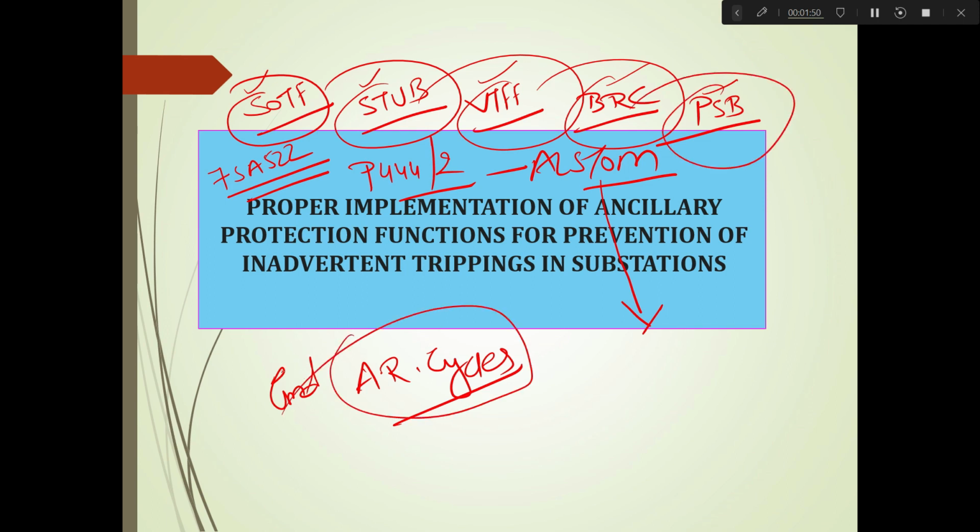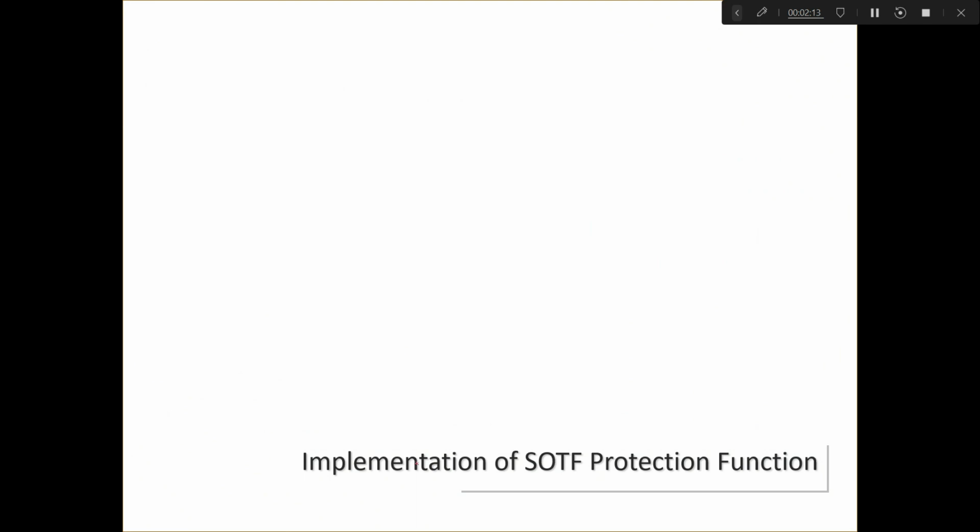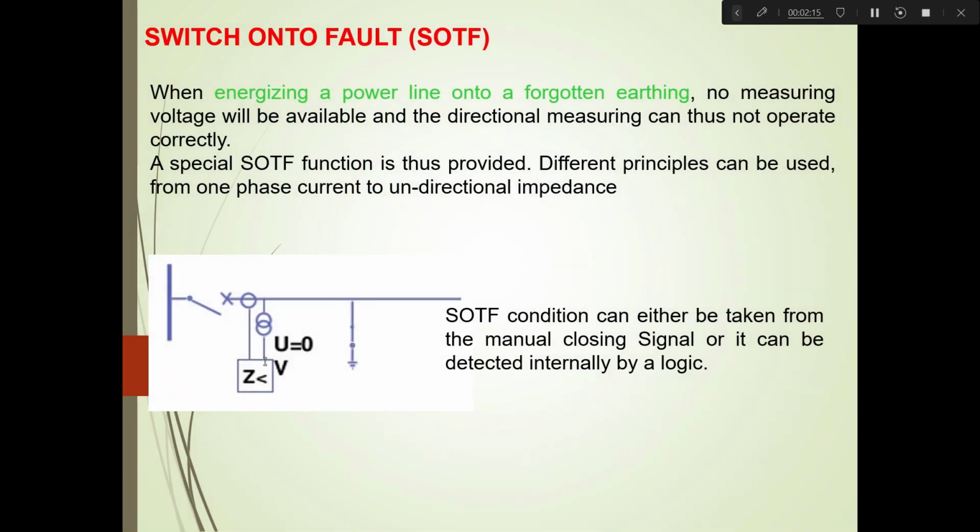I also hope that at the end of this module, you will be in a better shape to understand the different parameters of the 7SA522 relay and P444 or P442 Alstom make numerical distance protection relays regarding these ancillary functions. So now let us start with our first topic, that is the implementation of the SOTF protection function. As the name suggests, SOTF is basically switch on to fault. So we are switching on our circuit breaker onto a pre-existing fault.